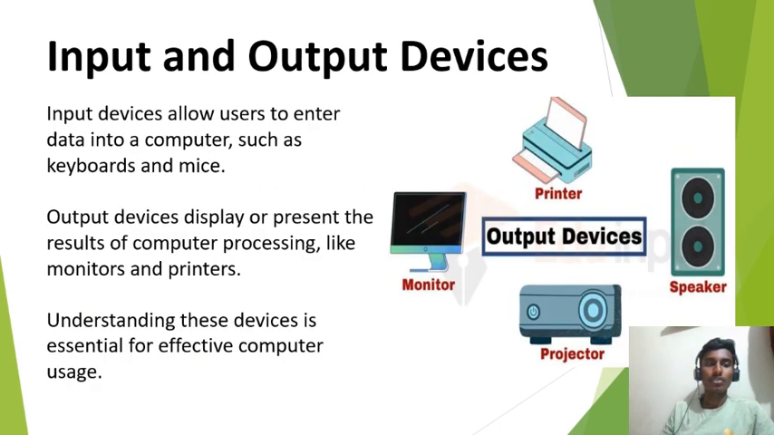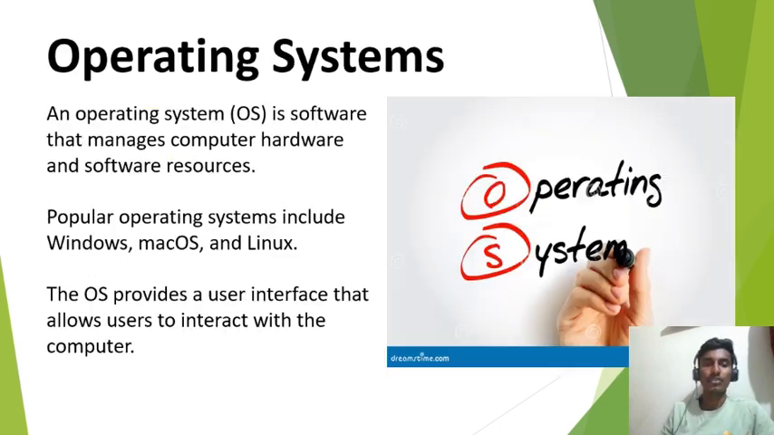Input and output devices. Input devices allow users to enter data into a computer, such as keyboards and a mouse. Output devices display or present the results of the computer processing, like monitors and printers. Understanding these devices is essential for effective computer usage.